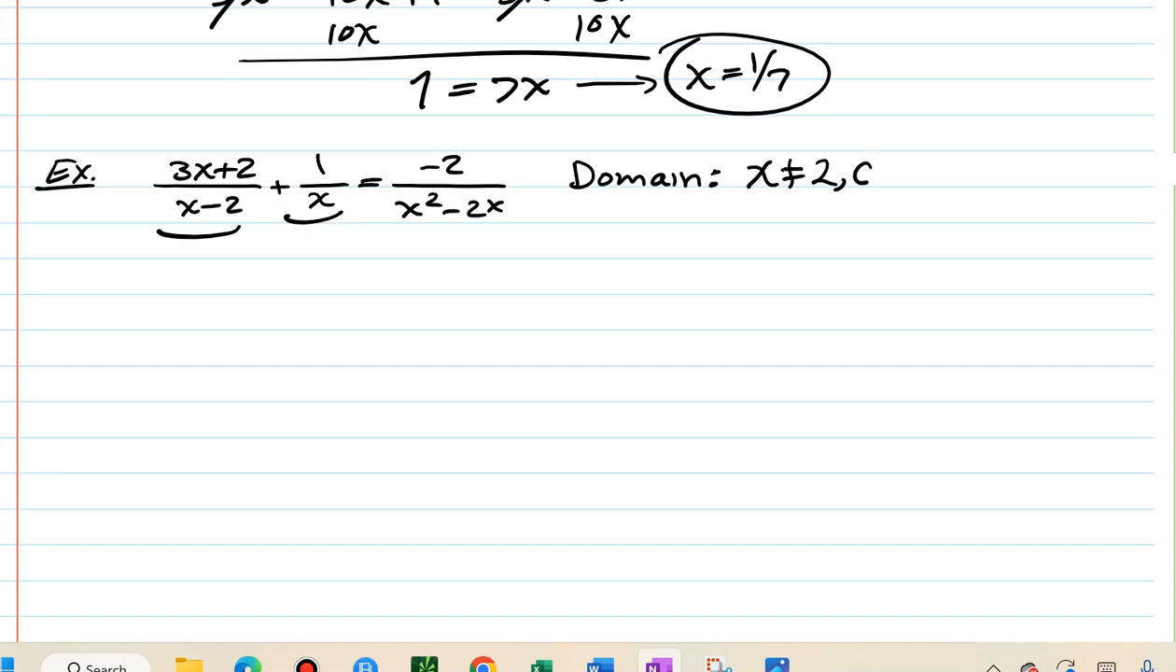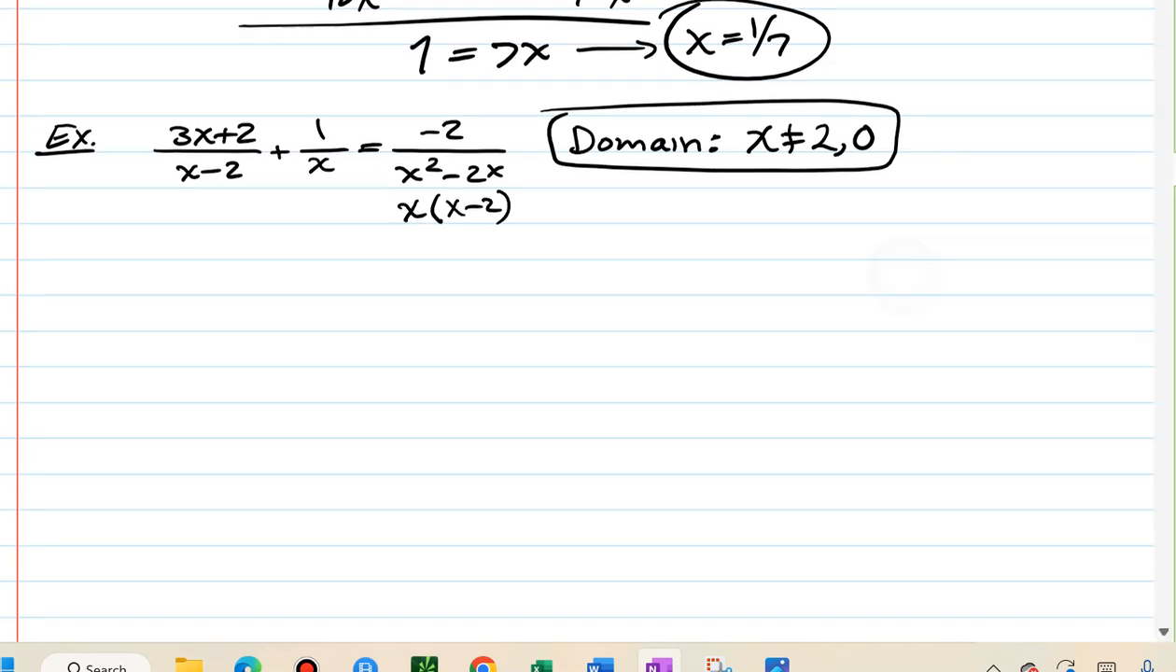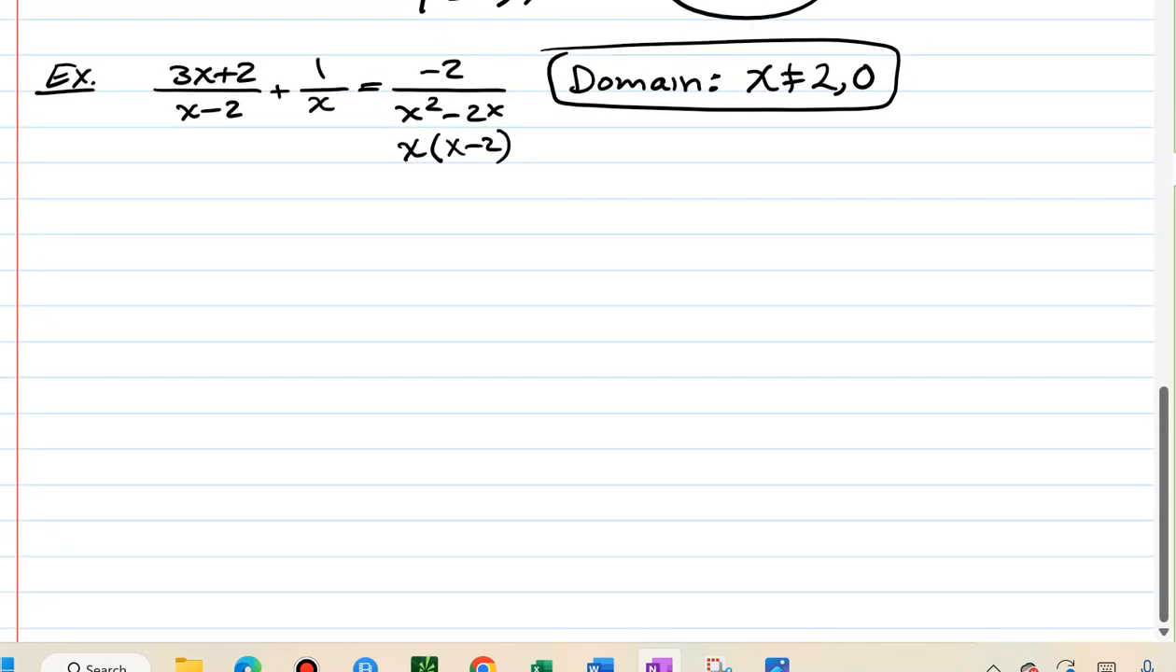Denominator of just x, 0 makes that 0. And x squared minus 2x, what makes this 0? Let's factor it. GCF is x, we get x times (x minus 2). And notice they're the same factors as the ones we just considered. So this is the domain. Anything but 2 and 0. Now let's solve this one.